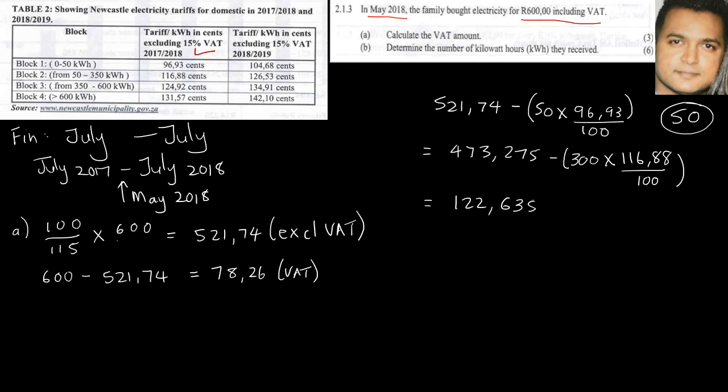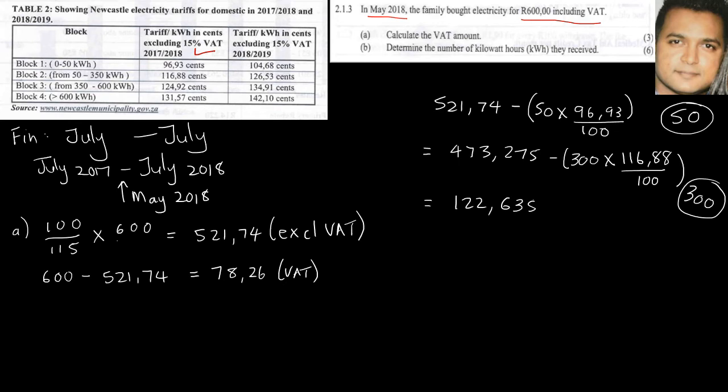So looking at the third one, now I've got money remaining. I want to make sure that I'm using all the money to determine how many of these kilowatts I used. So far I've used 50, I've used 300. If I have remainder money, which is 122, I need to also use that until I finish all the money. So basically I've accounted for all the money from the 521.